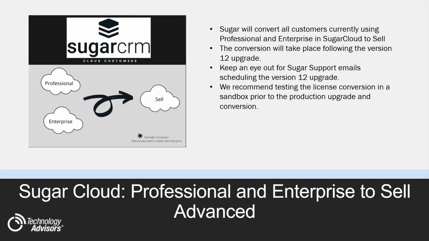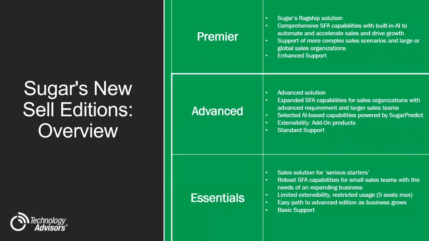So let's look at the different Sell editions. There are going to be three tiers of Sell. All existing customers are going to be moved to Sell Advanced. The primary differences: Sell Essentials is the most basic. There are no integrations and no add-on products compatible with Sell Essentials. This is geared towards small businesses and is capped at 5 users. So it's a very basic sales use case for smaller businesses.